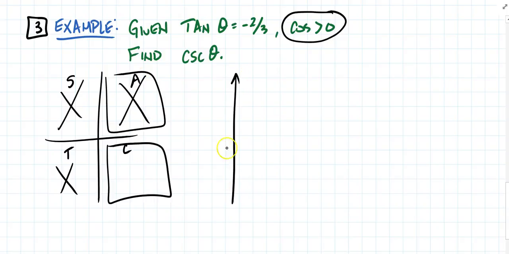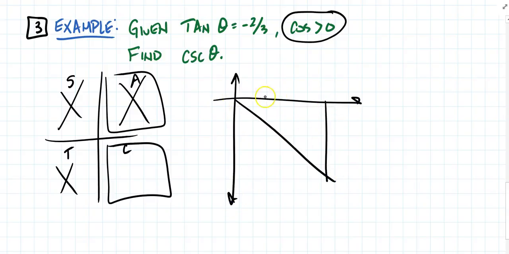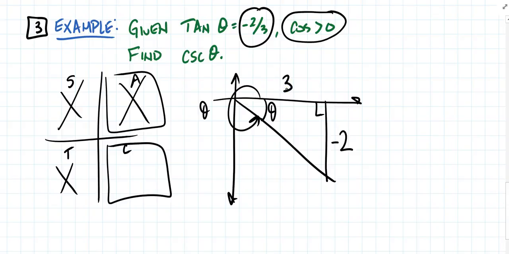Now that I know it's in quadrant number 4, I'm going to draw a picture that highlights quadrant number 4. This is the angle theta that I'm talking about, the theta on the inside that I can use to draw my right triangle. What do I know about this angle? I know that its tangent is negative 2/3. So the ratio of the opposite to the adjacent is negative 2 to 3. I want the cosecant, and the cosecant of theta is the same thing as 1 over the sine of theta. So I need to figure out what my r value is.